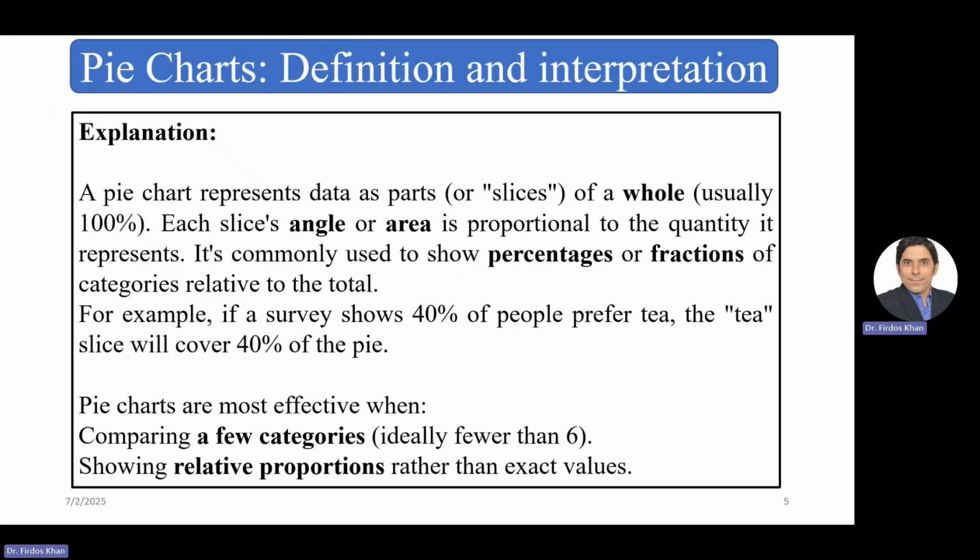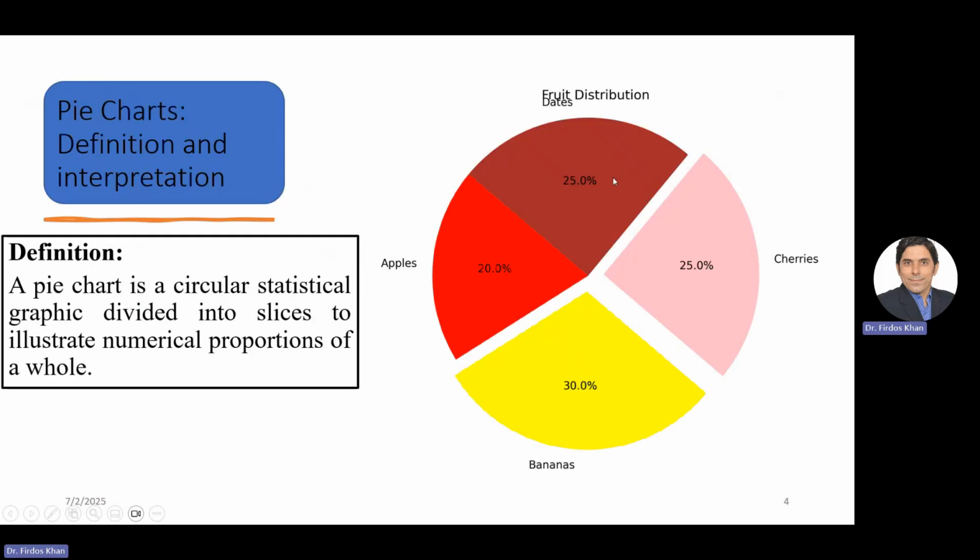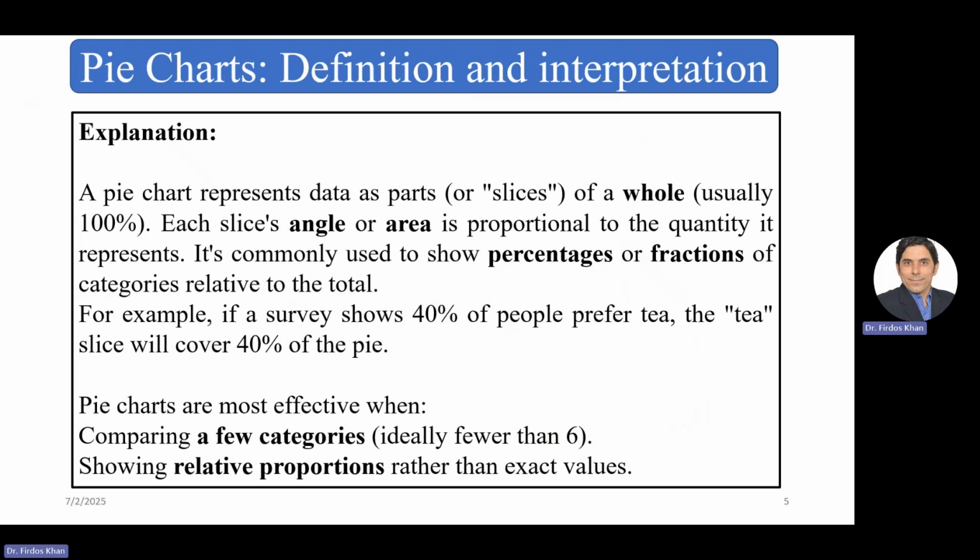Now, the interpretation, or the explanation of this plot. What is meant by that? A pie chart represents data as parts or slices. So like you can see on the screen, these are different slices. Like 25% is for that. This is one slice, 25% for cherries. This is another slice, and banana is another slice, and apple is another slice. So slice means like that.